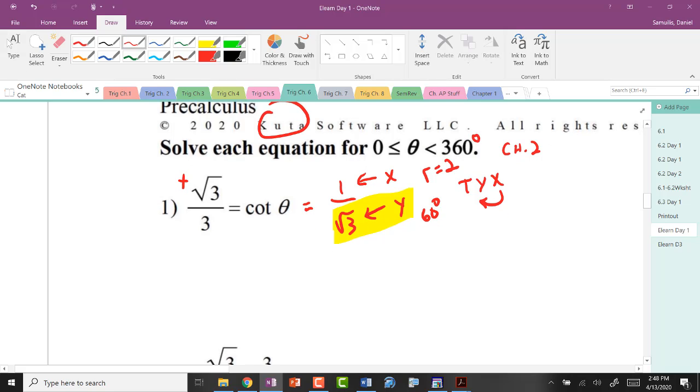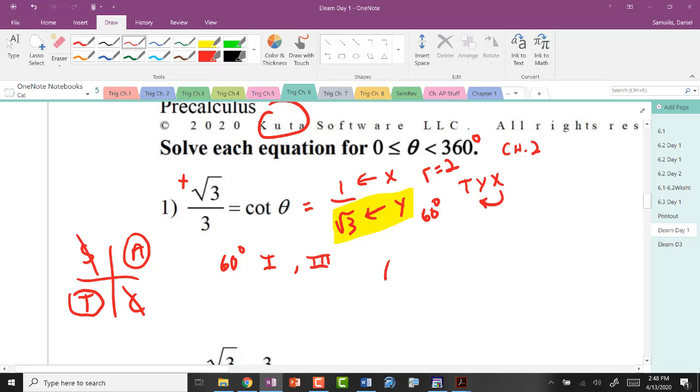It's positive. So where is cotangent positive? Well, of course it's positive in quadrant 1. Not here. Is this cotangent, this C? No, this is cosine. Tangent is positive in quadrant 3 as well, so therefore so is cotangent. So what I need is the 60-degree angle measures in 1 and in 3.